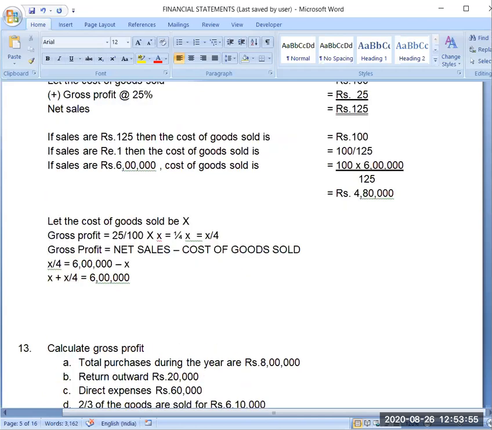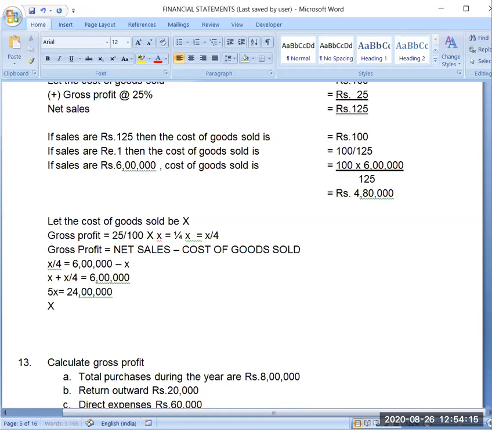Take out the LCM, it will become 4. So it will become 5x is equal to 24 lakh. 4 will go on the opposite side multiplied by 6 lakh. And then x is equal to 24 lakh divided by 5. So it will again come to the same amount, 4,80,000. So this is another method which you can use. One method you can select, whichever you are comfortable with.